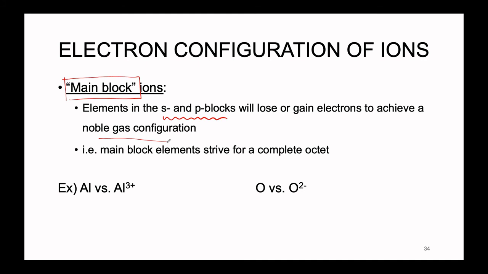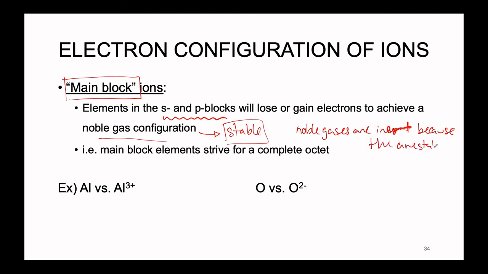Now, there's nothing, I would say, observationally or inherently special about the noble gas configuration. Why it is that elements strive for the noble gas configuration is just observationally true. It's stable. The noble gases are very inert. They do not react with other things. Noble gases are inert, that's I-N-E-R-T, because they are stable.